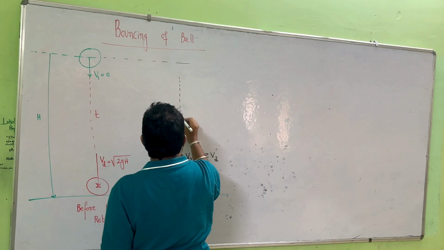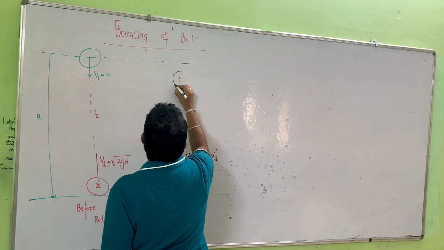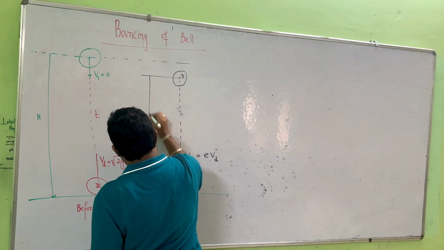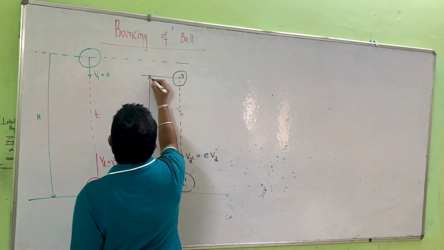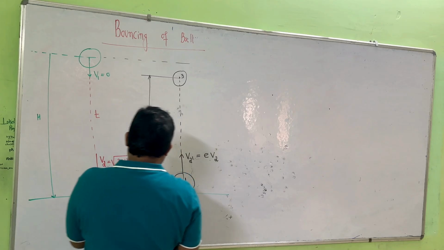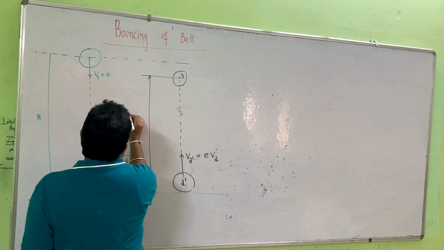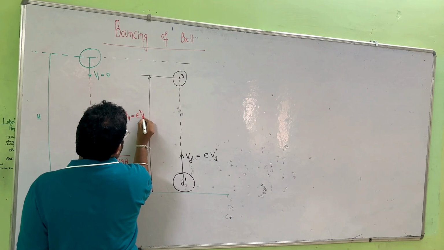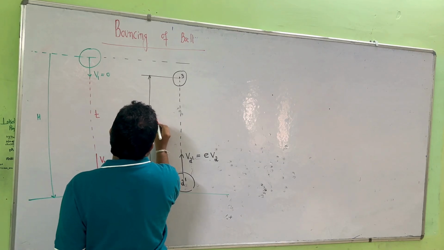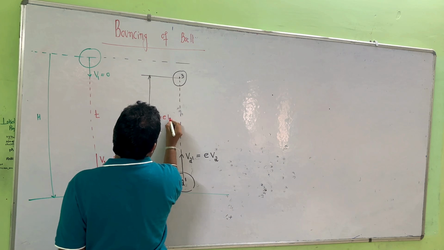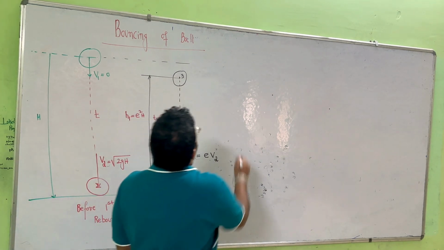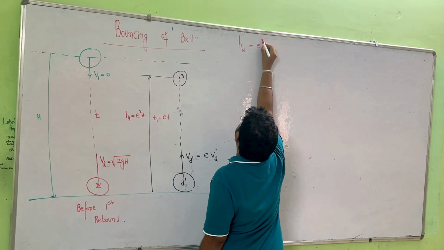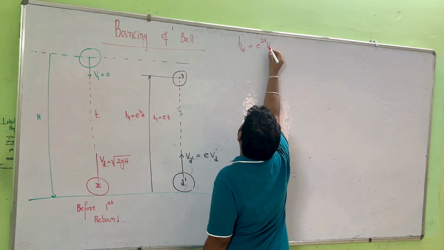Now it bounces up to height H1. This would be height H1. H1 equal to how much? E square, capital H. Time T1 equal to E into T. So Hn equal to how much? E power 2n into capital H.